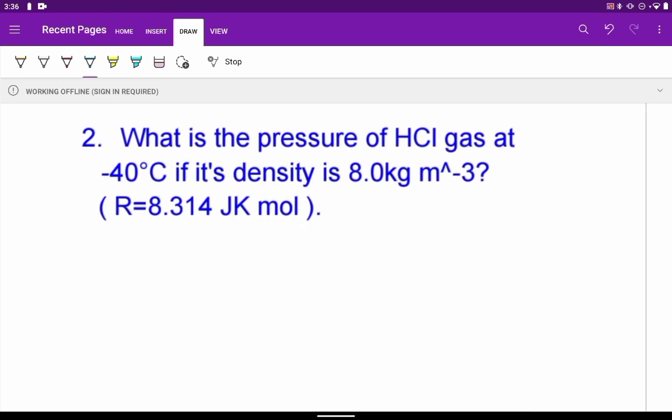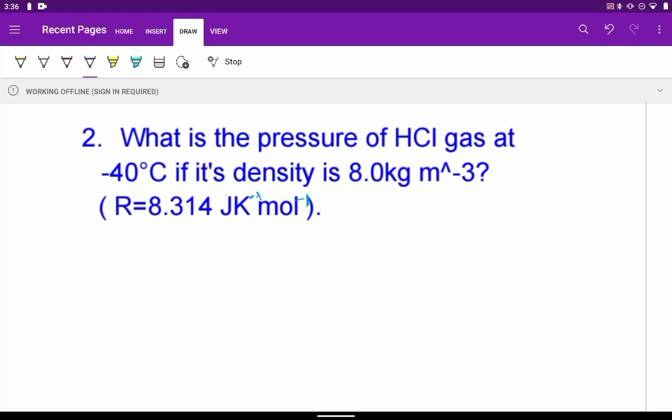What is the pressure of HCl, hydrogen chloride gas, at minus 40 degrees C if its density is 8 kg per meter cube, 8 kg m to the power minus 3. Here R we have to use is 8.314 joule per Kelvin per mole, K to the power minus 1 mol to the power minus 1. This is the R value we should use.